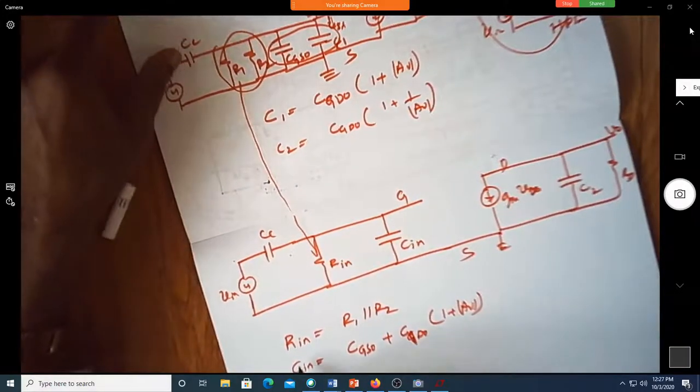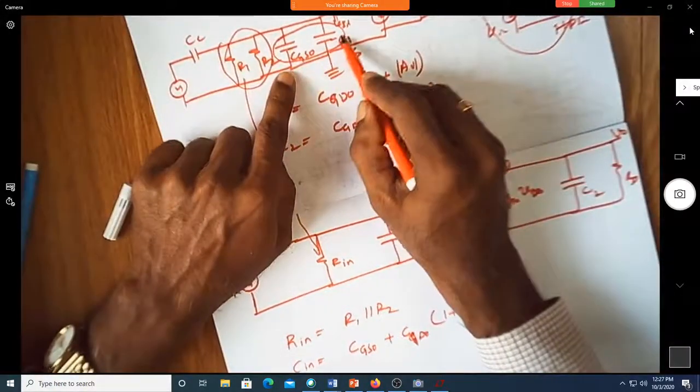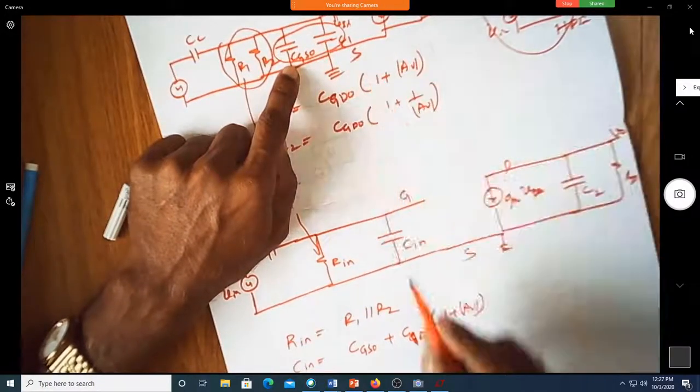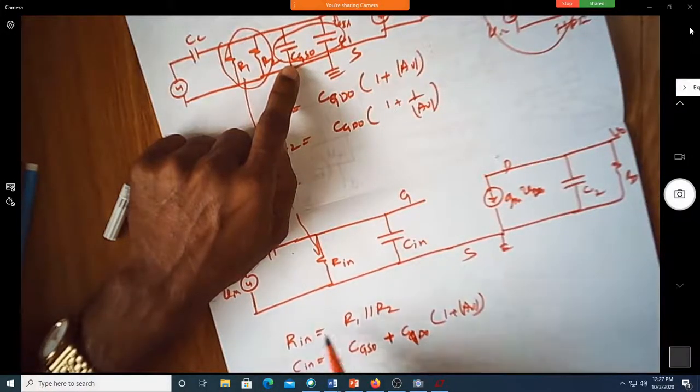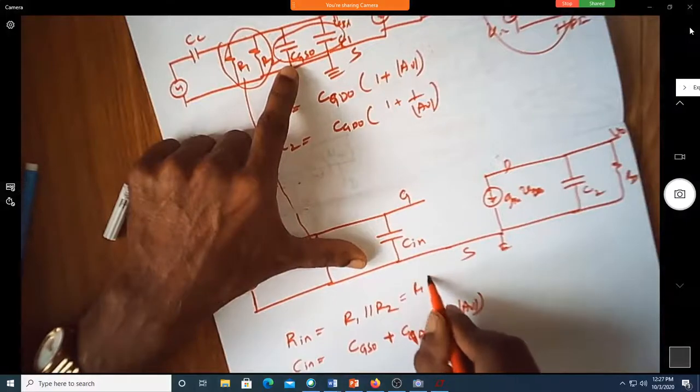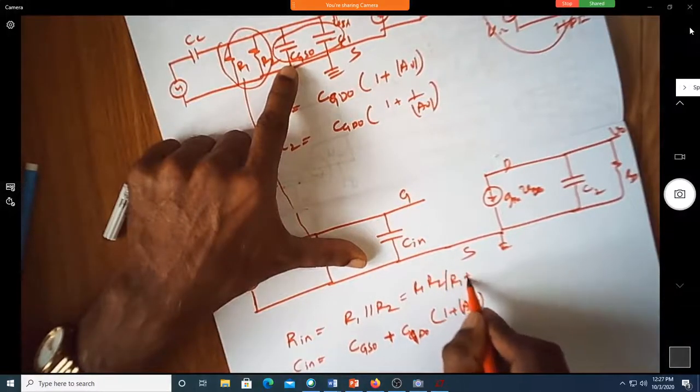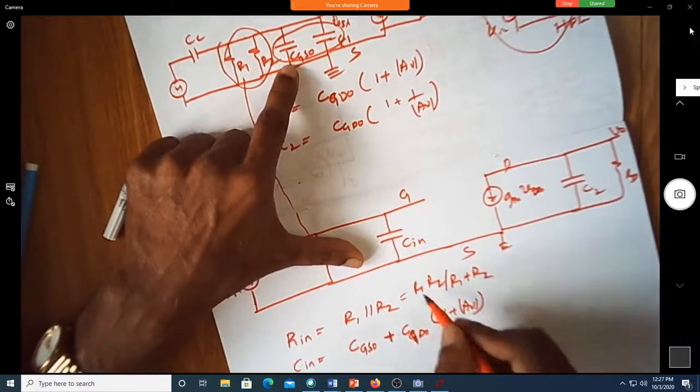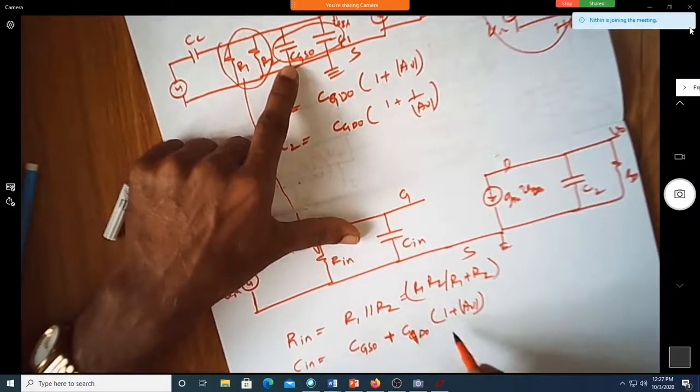This is nothing but this plus this, because when capacitors are in parallel, you simply add them. When resistors are in parallel, you have to write R1 R2 by R1 plus R2. So this is when resistors are parallel, and this is when capacitors are in parallel.